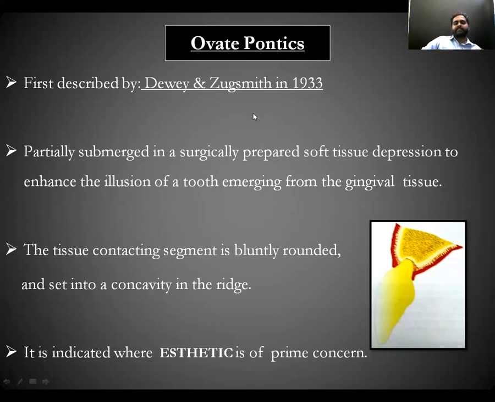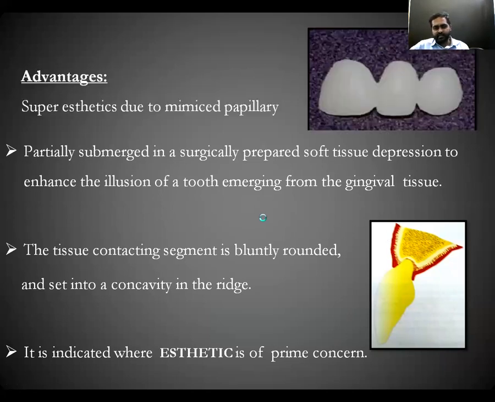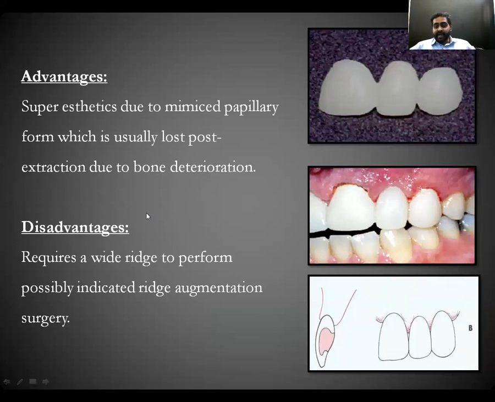The ovate contact was given by Jive in 1933. Basically, the ovate contact is given when aesthetics is the prime concern. Aesthetics is very important in such a way that the tooth should look like it is emerging from the socket. You can see it in this diagram. The first and foremost advantage of the ovate contact is superior aesthetics. It is given when we have the extraction done. After the extraction, we prefer the ovate contact.